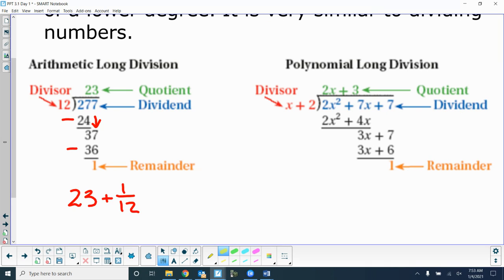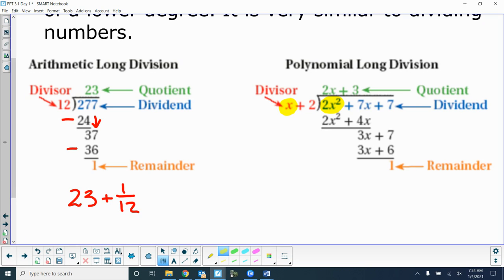So, when I do this problem, all I worry about is the first term of the dividend and the divisor. So all I'm worried about is 2x squared and x. And I just ask myself, what's 2x squared divided by x? And you would all tell me what? 2x. And that's where that green 2x came from. The 2x squared divided by the x gives you that 2x. Just like the 27 divided by 12 gave us the 2.